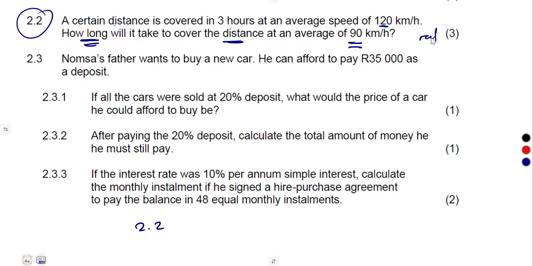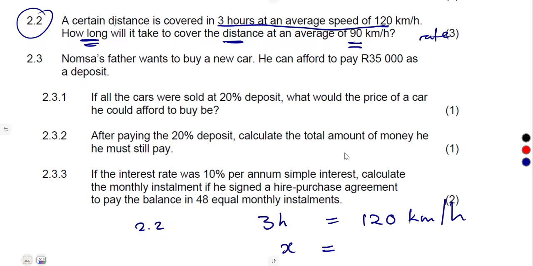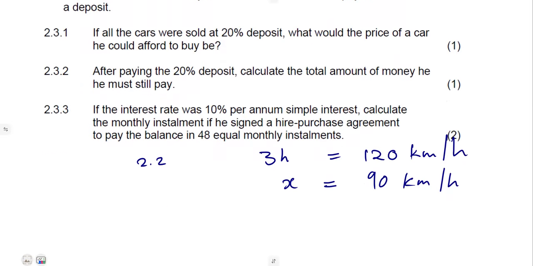So you can use that one under a rate, where you decide whether it is direct or inverse. So let's take the time first. 3 hours corresponds to 120. The time of 3 hours corresponds to 120 kilometers per hour. What about the time that we are going to take when we are traveling at 90 kilometers per hour? What is going to be the time? How long?